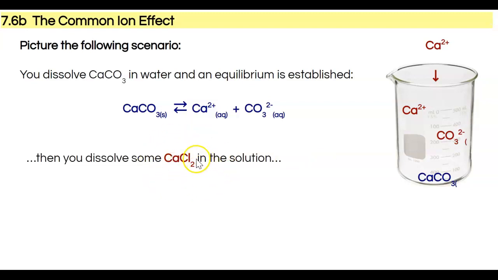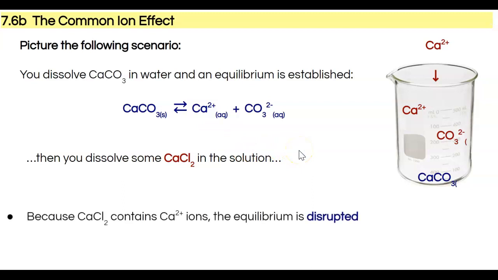Now, calcium chloride is a highly soluble salt. But I'm hoping what you notice is that there is an ion that calcium chloride has that's in common with the ions present in this equilibrium system that's in question. So what do you think is going to happen? Well, because the calcium chloride has those calcium ions, that's going to have an impact on this equilibrium system. By adding some calcium ion to the solution, I am disrupting this equilibrium.